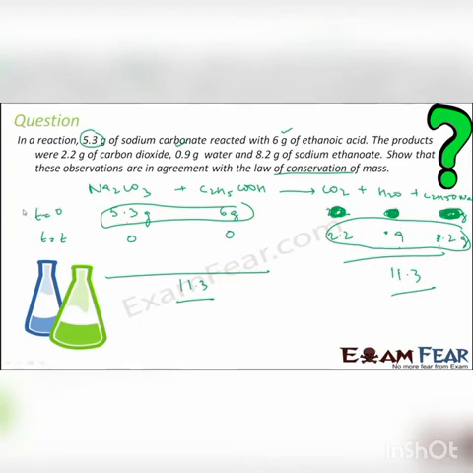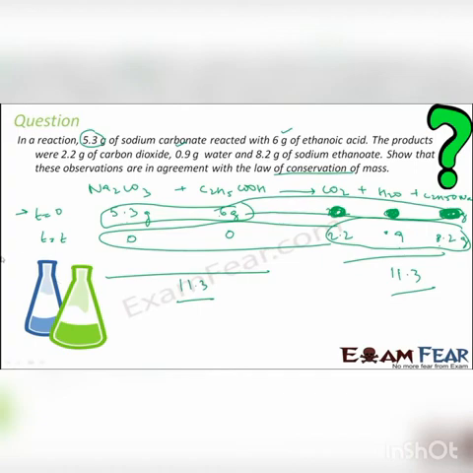Actually, we should add in this fashion. T is equal to 0. The total weight was 5.3 plus 6 plus 0 plus 0, and at T is equal to T, the total weight was these values. So we should have added in this fashion. Right? T is equal to 0, 11.3 gram. T is equal to T, 11.3 gram. There was no change in the mass.